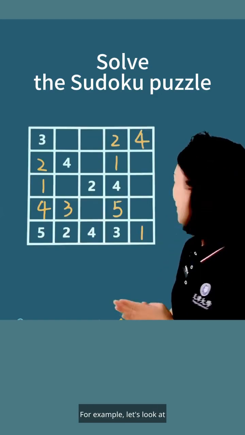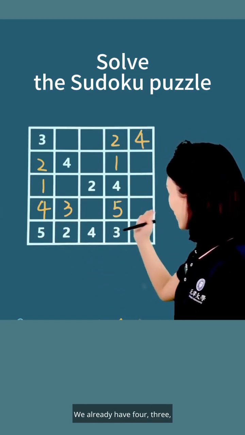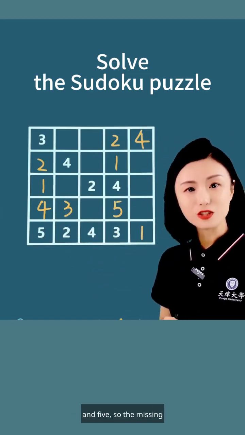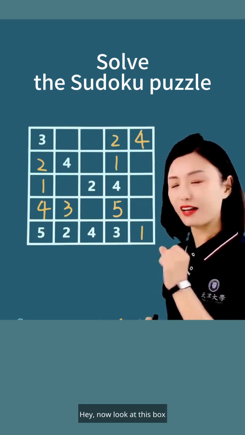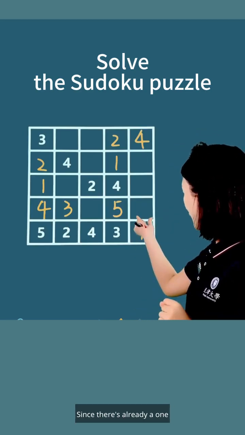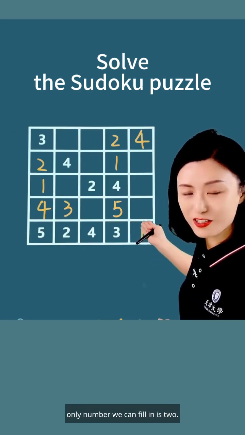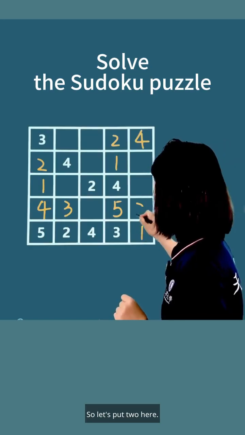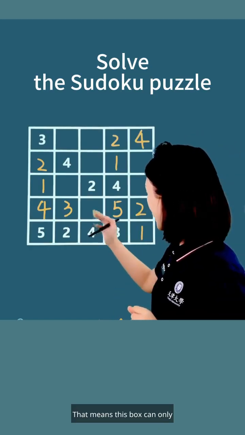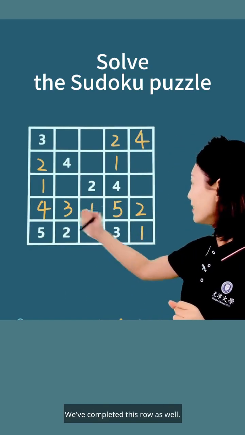Let's keep going. For example, let's look at this row below. We already have 4, 3, and 5, so the missing numbers are 1 and 2. Hey, now look at this box here. Can we put a 1 in it? Since there's already a 1 below and we can't repeat numbers in this column, the only number we can fill in is 2. So let's put 2 here. That means this box can only be filled with 1, right? We've completed this row as well.